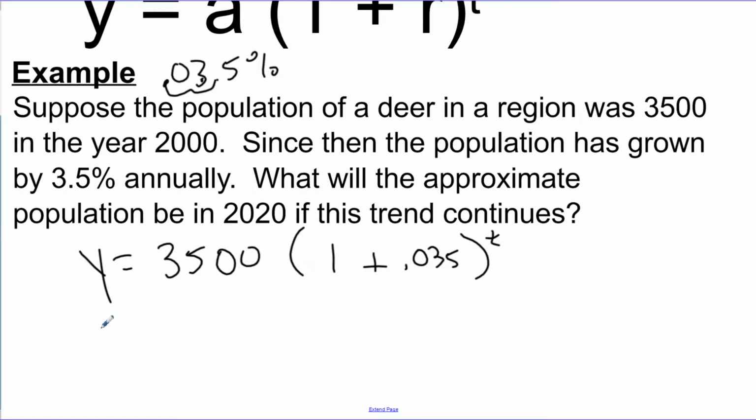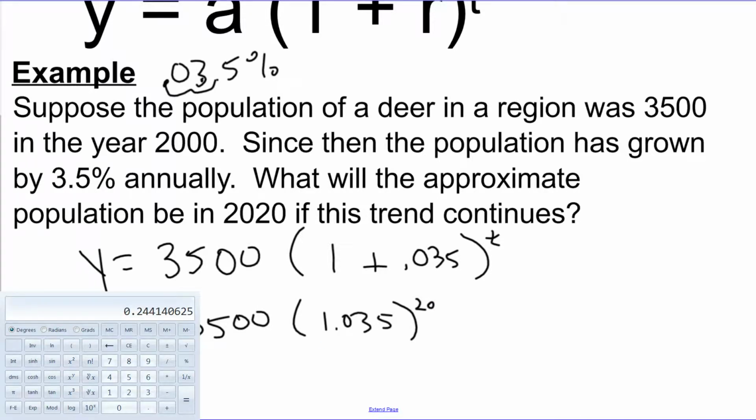So I can simplify this a little bit: 3,500 times, and 1 plus 0.035 is just 1.035. And I'm going to be specific this time. They said 20 years have passed. From 2000 to 2020 is 20 years, which means we are going to increase the population 20 times. So I'm going to put a 20 here. Okay? So now I can go to my calculator and let it do its magic, and we're going to find out what the answer is.